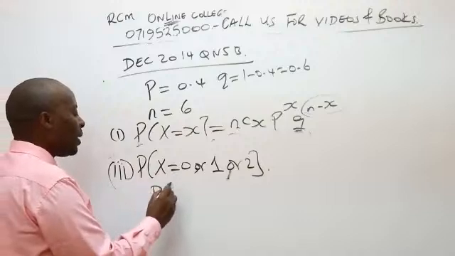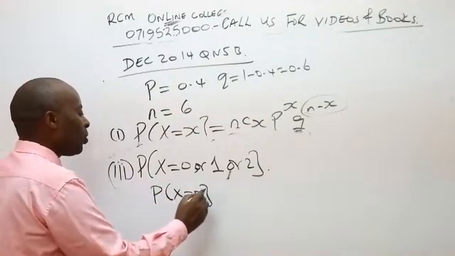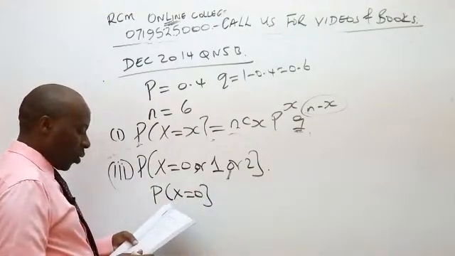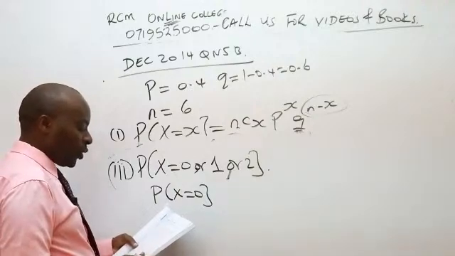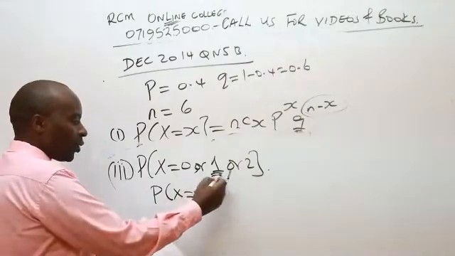Fortunately, we happen to have probability of X equals 0. No, we don't have that. We have to look for this. The one that we have is 1. At least this one here, we have it.